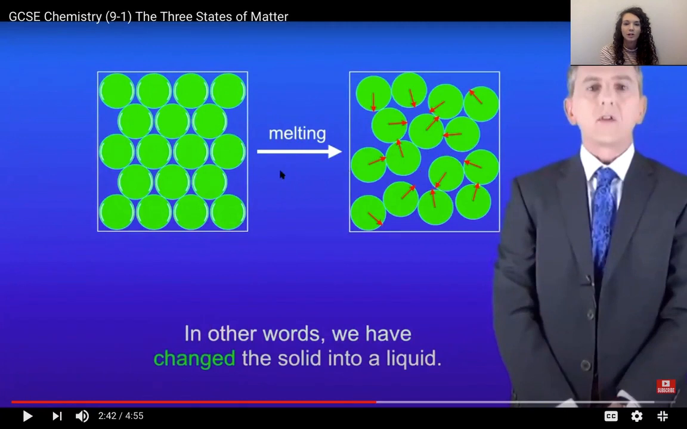So if you were to leave an ice lolly out in the sunshine, the sun's energy would be transferred into the ice lolly. It would break the bond so that particles could move around more. The particles would have more kinetic energy, so it would melt the ice lolly into a liquid, into a puddle on your patio floor.